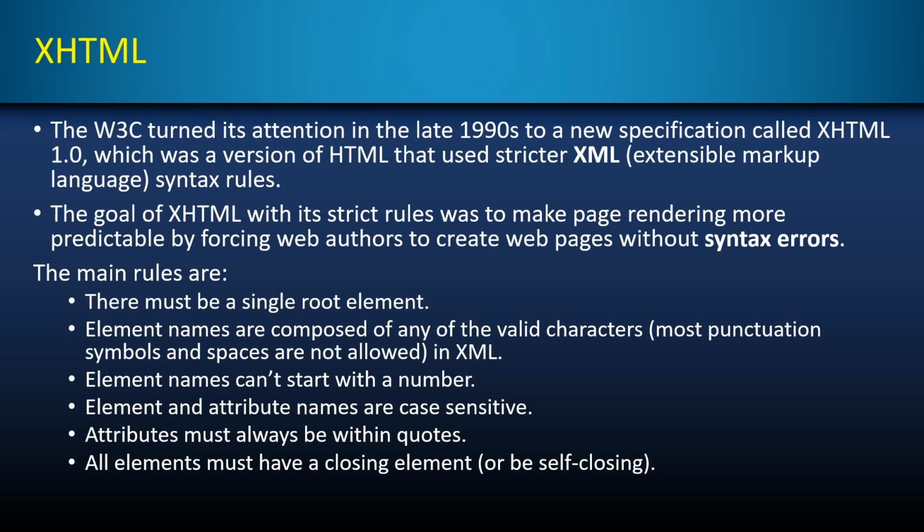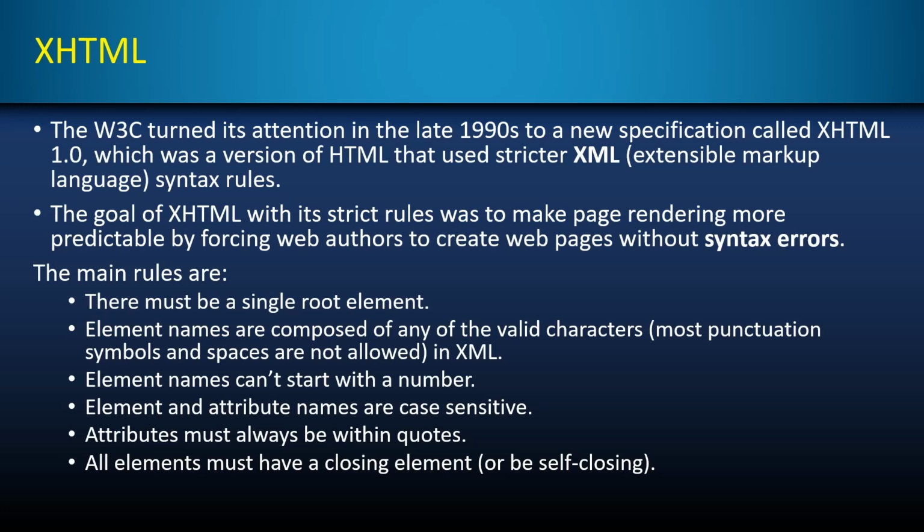What was the goal of releasing XHTML? The goal of XHTML with its strict rules was to make page rendering more predictable by forcing web authors to create web pages without syntax errors. If a browser allows syntax errors, we will not concentrate on them, right? We will make errors, sometimes a heap of errors, and the output will not be as expected. So they released stricter specifications.